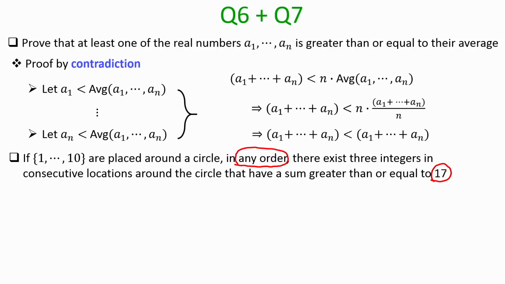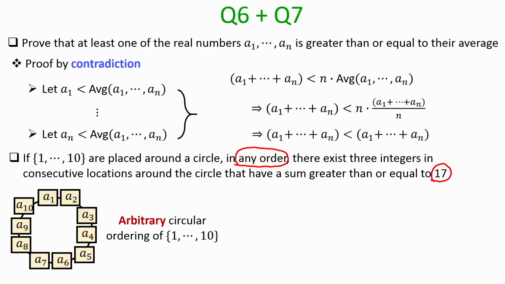Okay. So, I stress here this is with respect to any arbitrary arrangement of the numbers 1 to 10. Pictorially, you can imagine that you are given this arbitrary circular ordering of 1 to 10, where a 1 can be any number from 1 to 10, a 2 could be any number from 1 to 10 and so on. I have to show that once I freeze this arbitrary ordering, there exists a collection of 3 integers in 3 locations such that their sum is greater than or equal to 70.